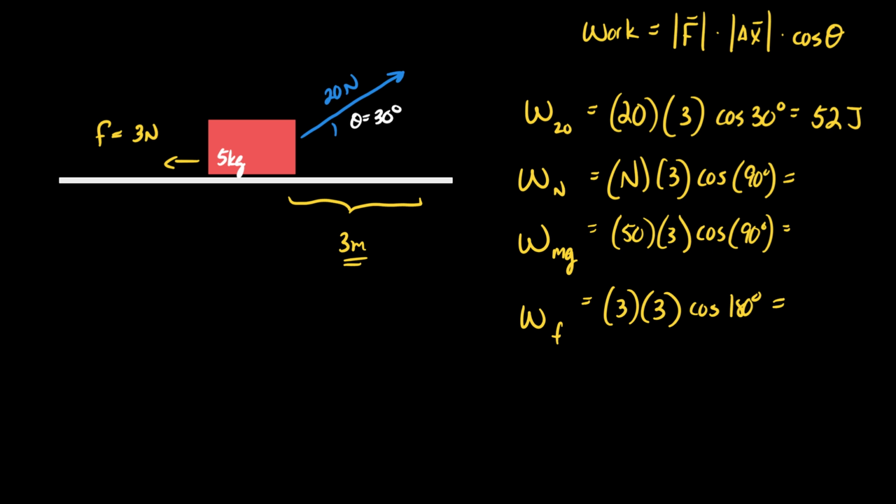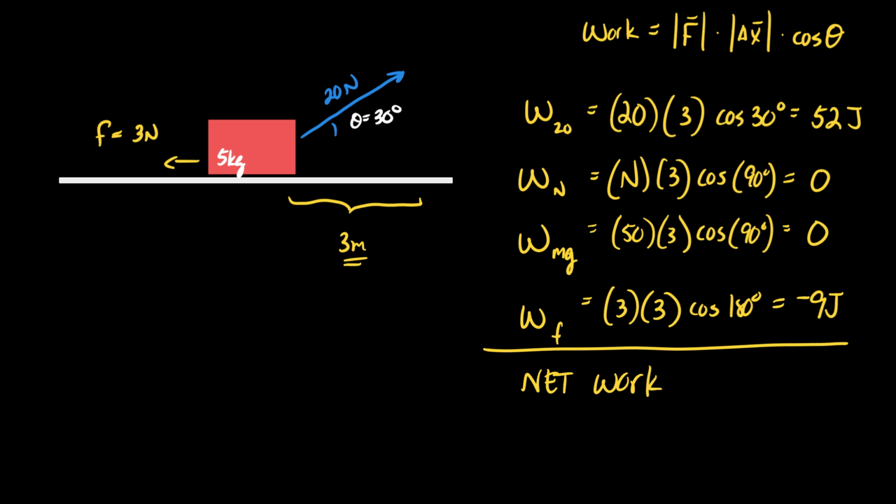The next two are clearly 0, so I don't have to worry about them. The last one's just -9 joules. So each force has done work on the box. Now, if we want to know if the box's energy increased or decreased, I think we know the answer. We know that the net work done on the box is going to equal the sum of all these. So 52 minus 9, or 43 joules.